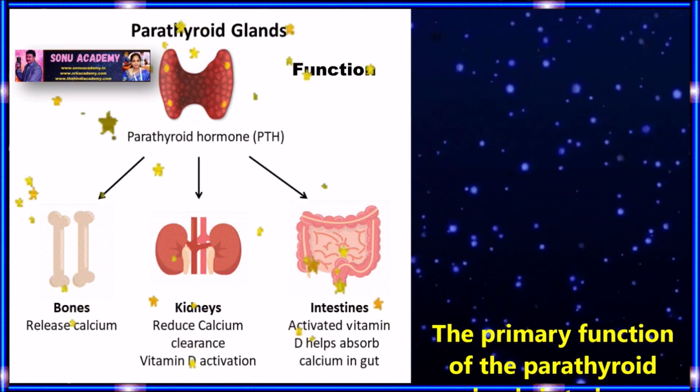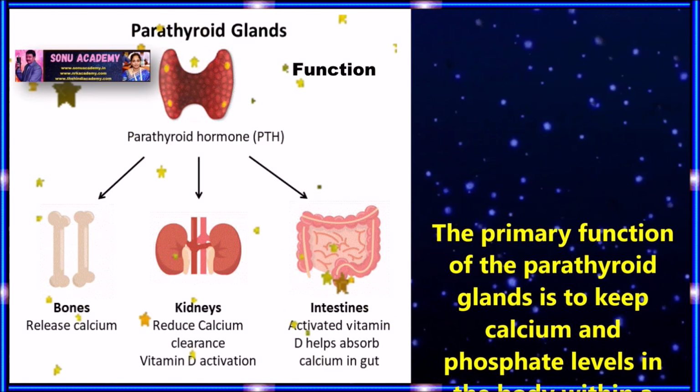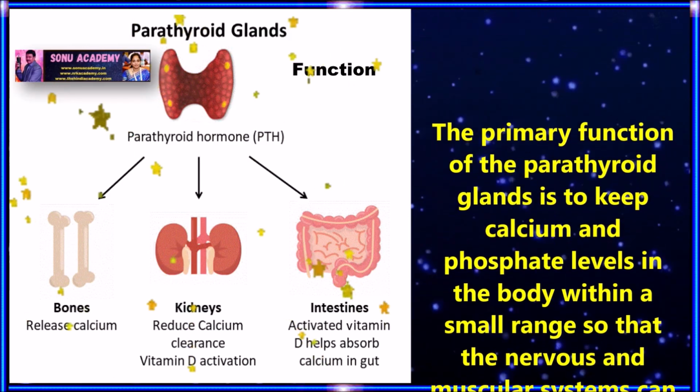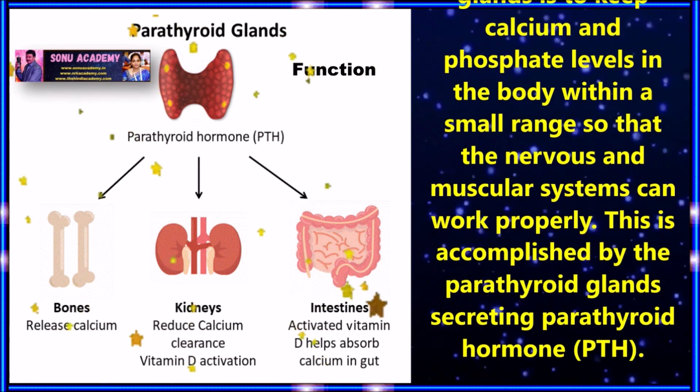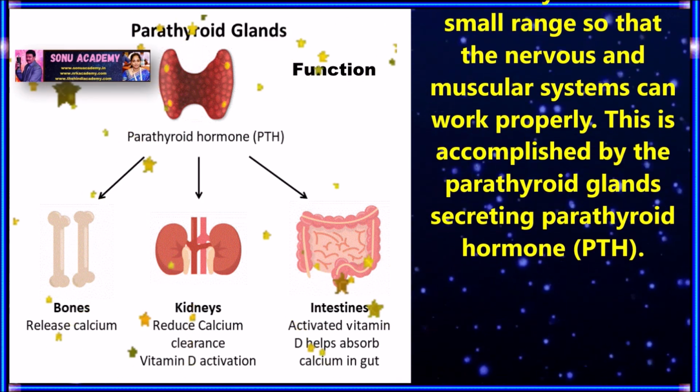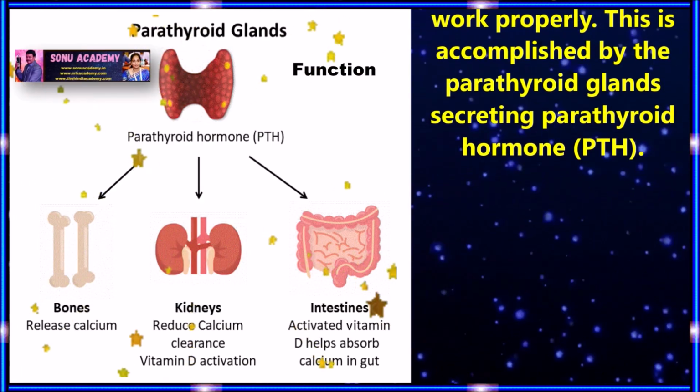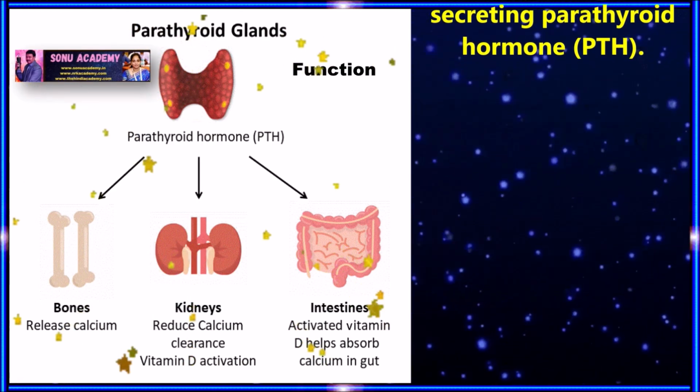The primary function of the parathyroid gland is to keep calcium and phosphate levels in the blood within a small range so that the nervous system and muscular system can work properly. This is accomplished by the parathyroid gland secreting parathyroid hormone.